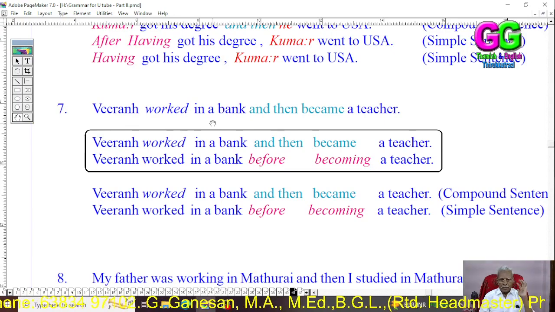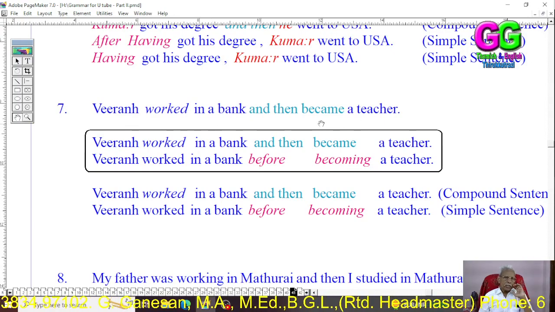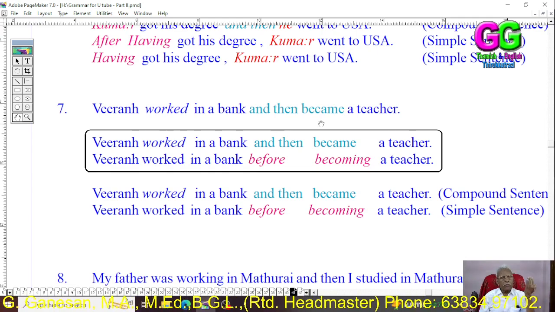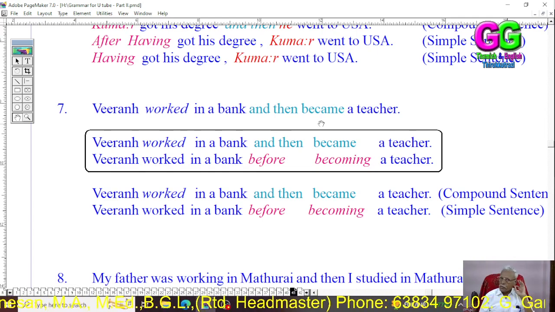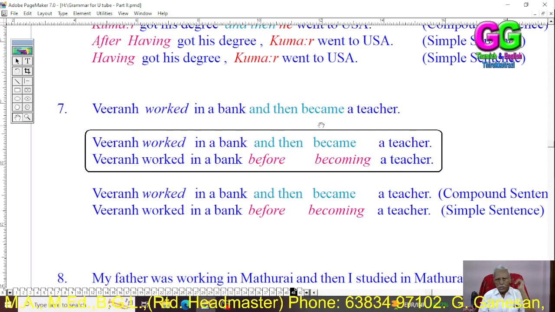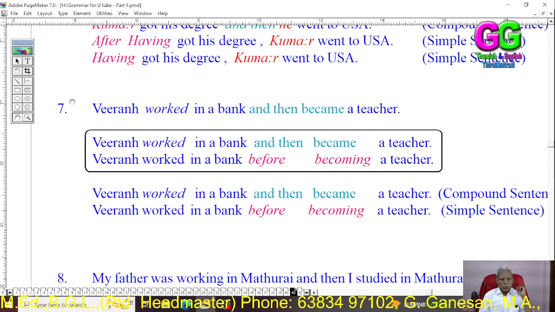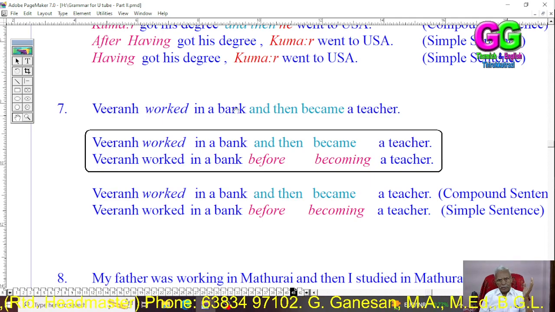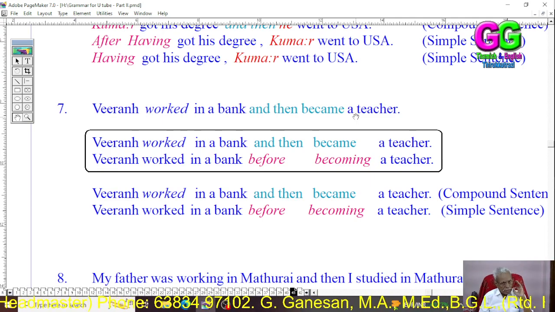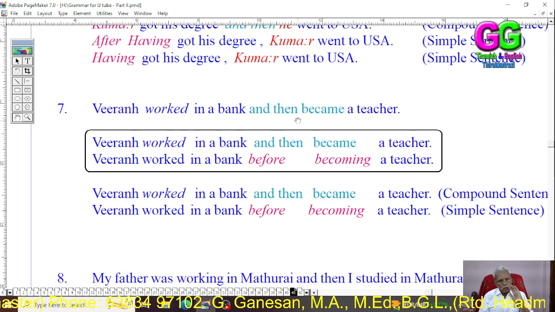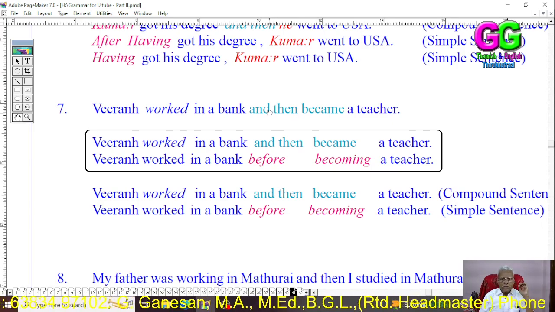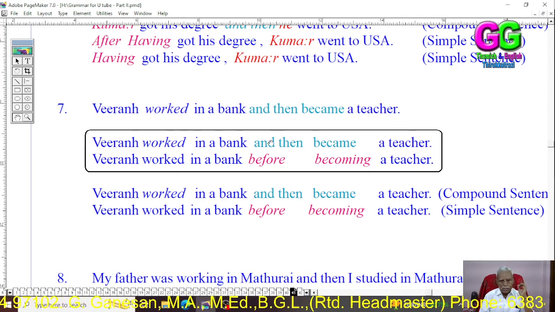Viren worked in a bank and then became a teacher. That is, before becoming a teacher, Viren worked in a bank. Viren first worked in a bank and then became a teacher. How to change it into a simple sentence? See, the first action is working in the bank. The second action is becoming a teacher. So we have to reduce the second action into a phrase. So "and then" is removed. "And then" its phrase is "before".